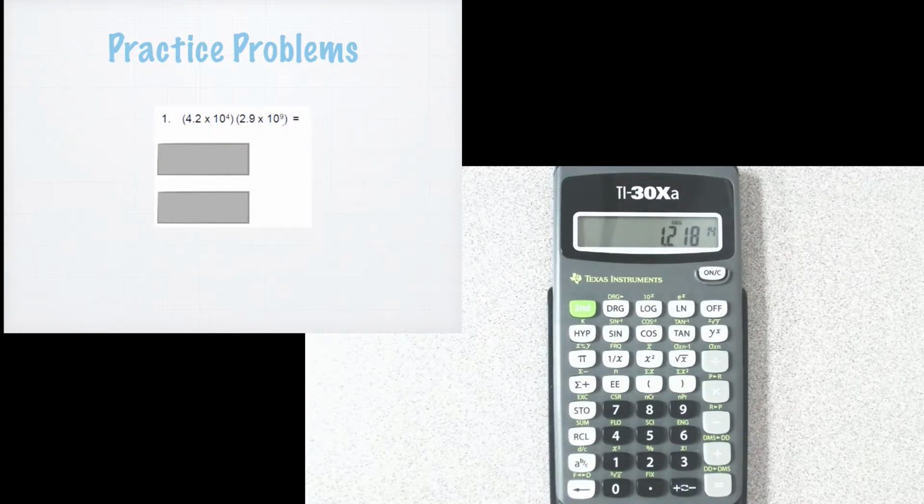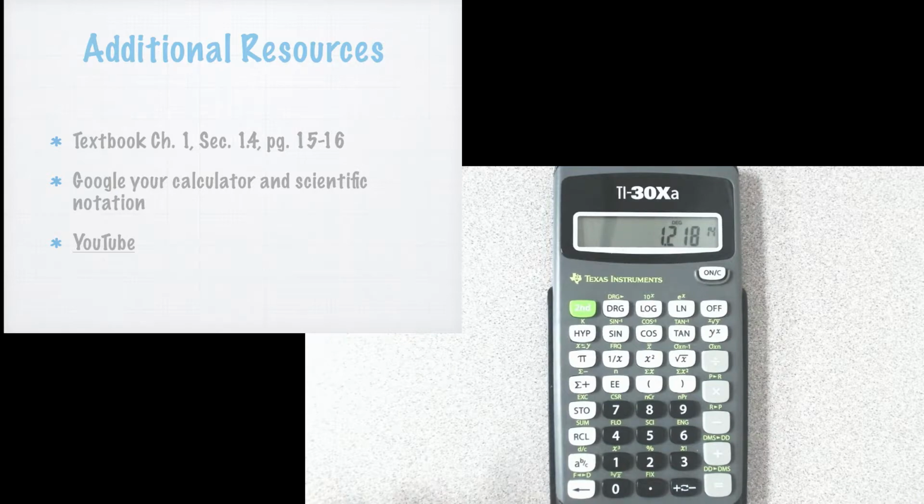That was just one practice problem. Really, the best way to learn doing this is by practicing, and it's calculator specific, so you have to learn for your particular calculator. So again, if you look in your textbook on Chapter 1, Section 1.4, pages 15 and 16, they actually show you how to use your calculator, just like I did. There are pictures of calculators. If you can't find it or figure it out, Google what your calculator model is and scientific notation. So Texas Instruments TI-85 scientific notation. You will find information on how to do that.